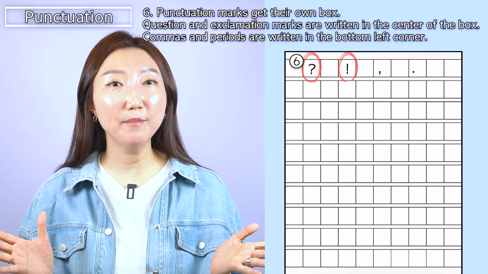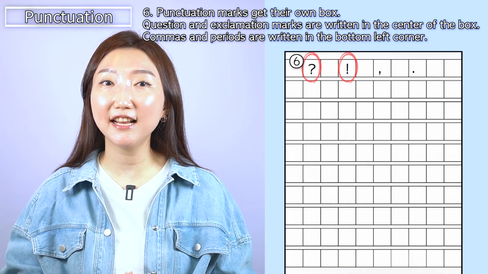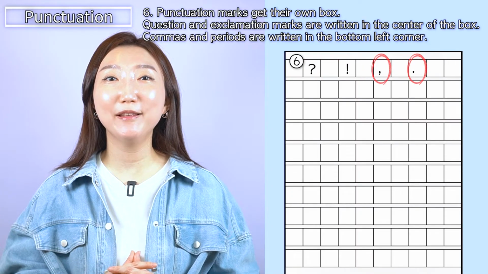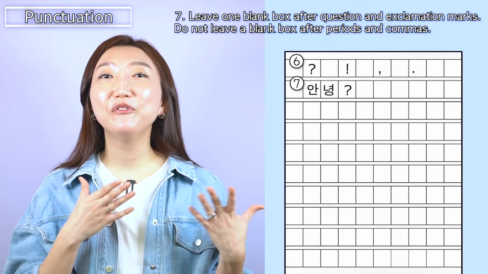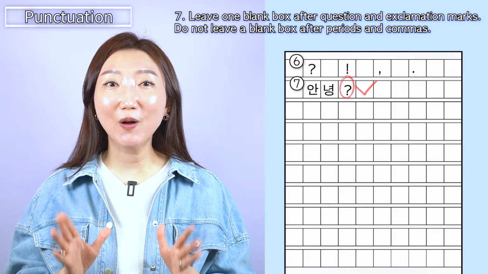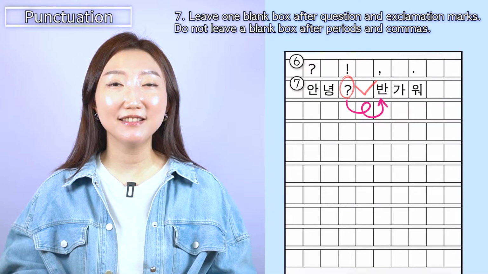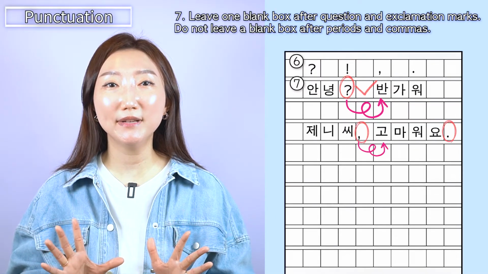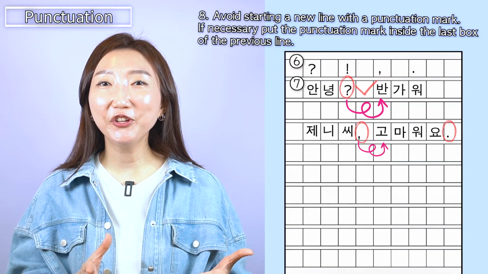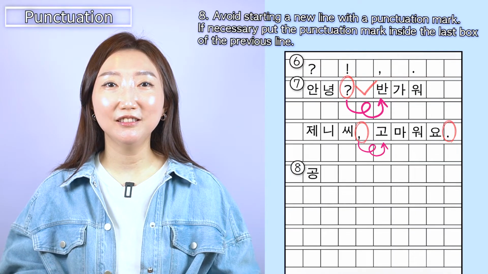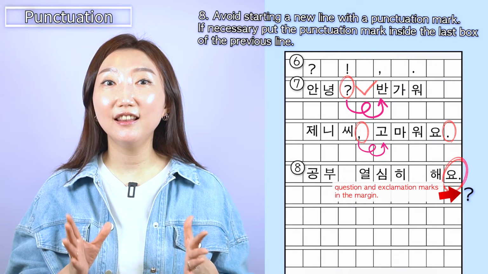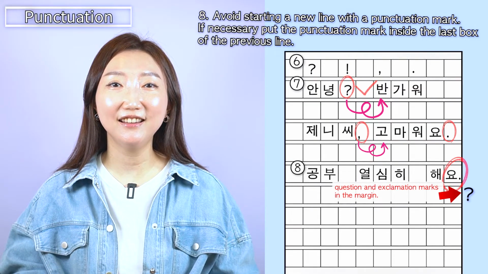Punctuation. Punctuation marks get their own box. Question and exclamation marks are written in the center of the box. Commas and periods are written in the bottom left corner. Leave one blank box after question and exclamation marks. Do not leave a blank box after periods and commas. Avoid starting a new line with a punctuation mark. If necessary, put the punctuation mark inside the last box of the previous line.